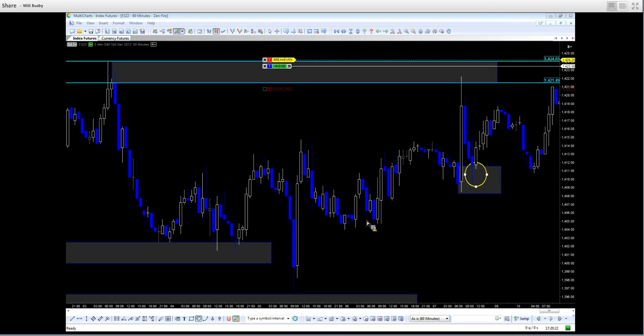I'm just going to run through the time frame on the chart there. Like I said, it was an hourly chart. I do focus in on the hourly chart.